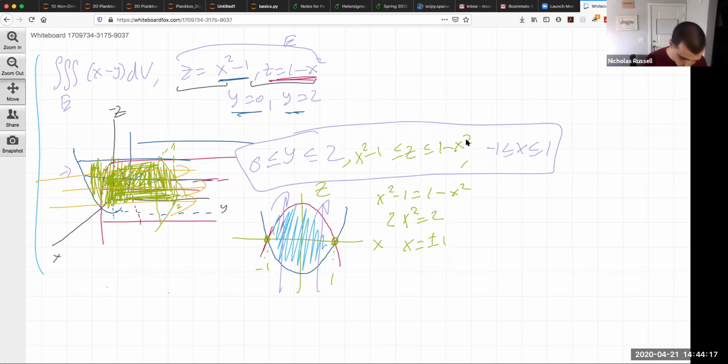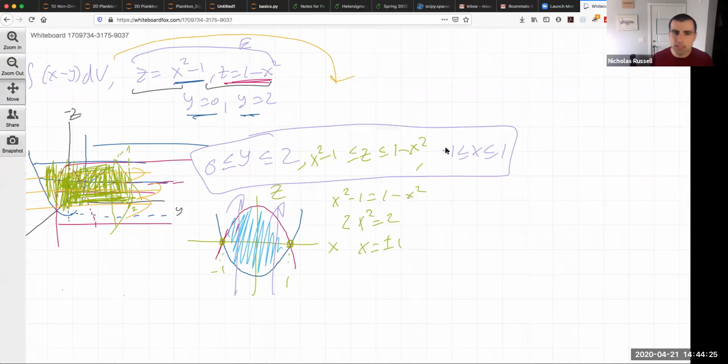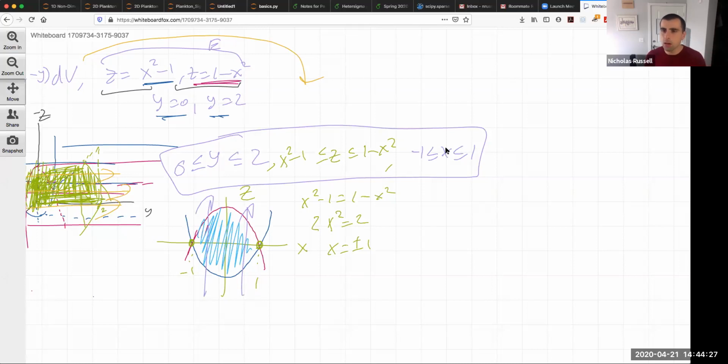Kind of like that. So without further ado, I'm not going to go through the whole integration here, but I'm just going to show you at least where you might want to start in this case. So what this will become, setting this up: the first thing I integrate is 0 to 2 for y. The second thing I integrate is x squared minus 1 to 1 minus x squared.